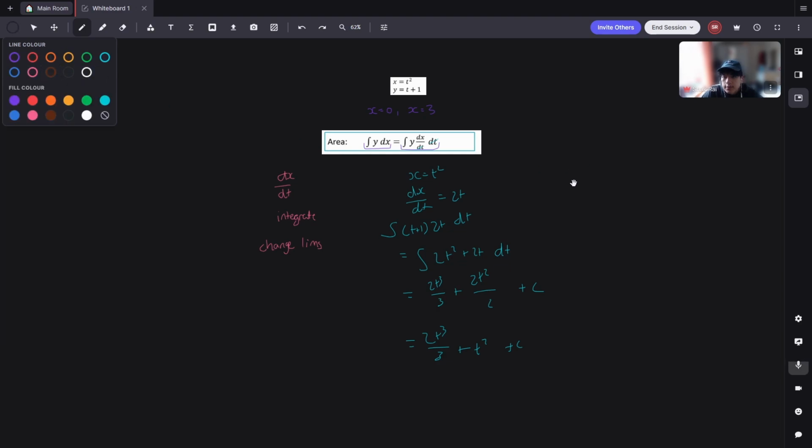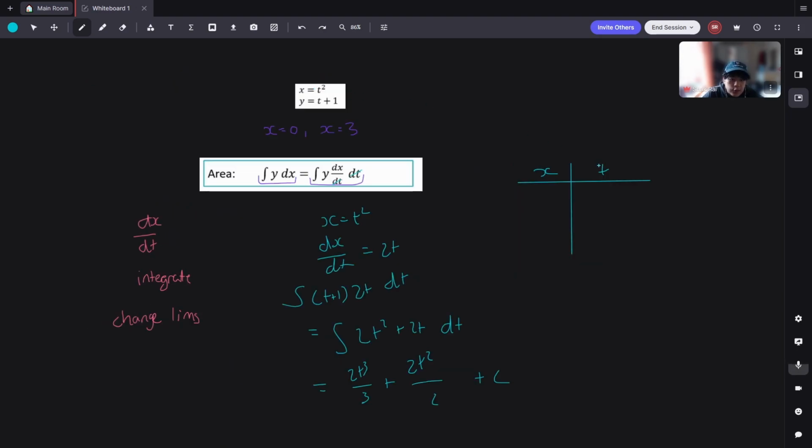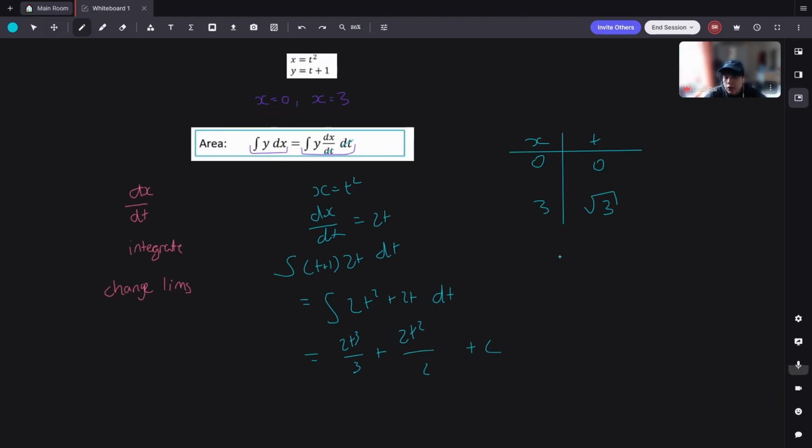Changing the limits is as simple as writing a table, with x and then t. We know that x equals t squared, so when x equals 0, t is going to equal 0. That's pretty obvious. When x equals 3, t is going to equal the square root of 3, because it's t squared that equals x, not the other way around. You can get confused here and write 9, but it's not x squared equals t, it's t squared equals x. So just be a little bit careful about that.